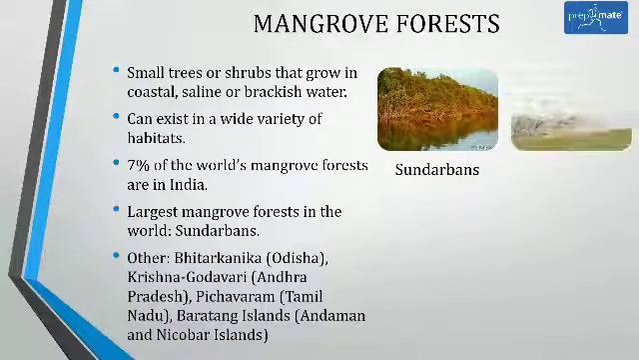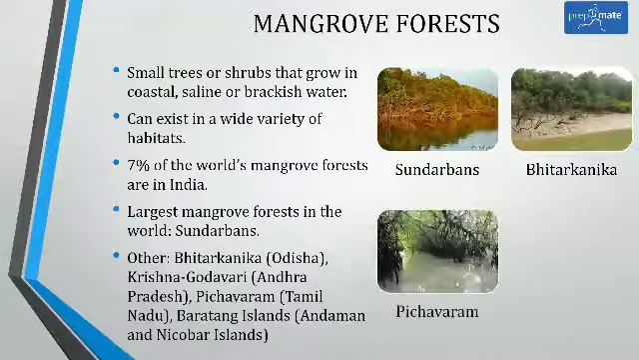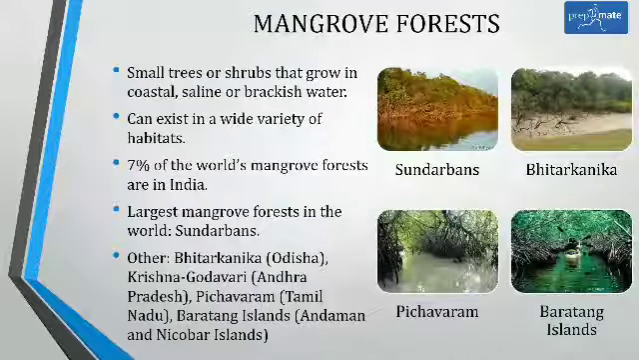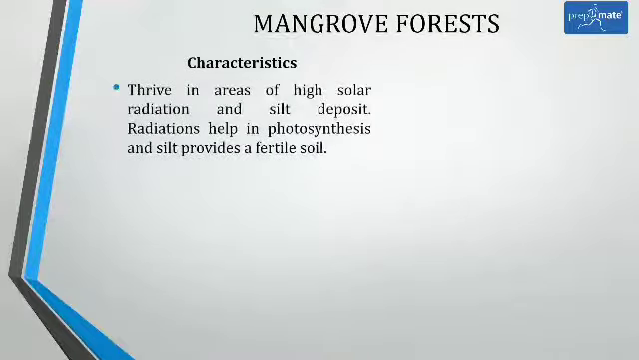Other mangrove forests in India are located at Bhitarkanika in Odisha, Krishna Godavari in Andhra Pradesh, Pichavaram in Tamil Nadu, and Bartang Islands in the Andaman and Nicobar Islands. The top 5 states with maximum mangrove cover include West Bengal, Gujarat, Andaman and Nicobar Islands, Andhra Pradesh and Odisha. We will now discuss the prominent characteristics of mangrove forests.